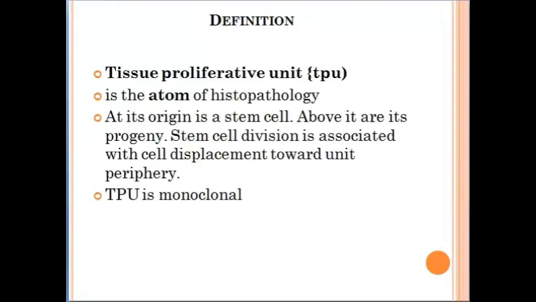here you have the definition of the tissue proliferative unit. It is an atom of histopathology. At its bottom is a stem cell. Above the stem cell are its progeny, and stem cell division is associated with cell displacement toward the unit outcome. And the TPU is monoclonal.